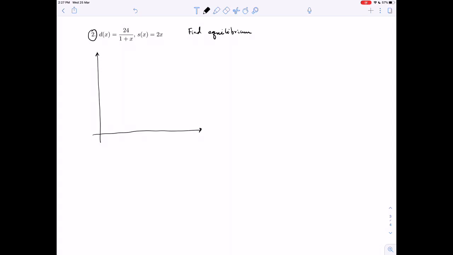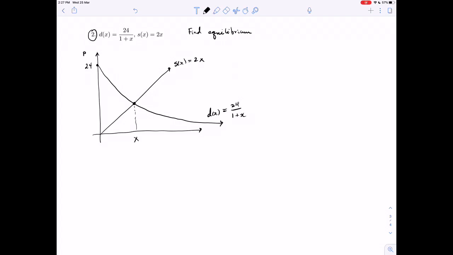It's a decreasing rational. If we look at the intercept here on the price axis, the intercept is when x equals 0, so we're going to have 24. And if we imagine x going to infinity, there's going to be a horizontal asymptote going down towards 0. So here is our demand curve, which is 24 over 1 plus x. The supply curve is 2x, so s of x is 2x, and then we've got some sort of point of intersection here that is going to be our equilibrium point.